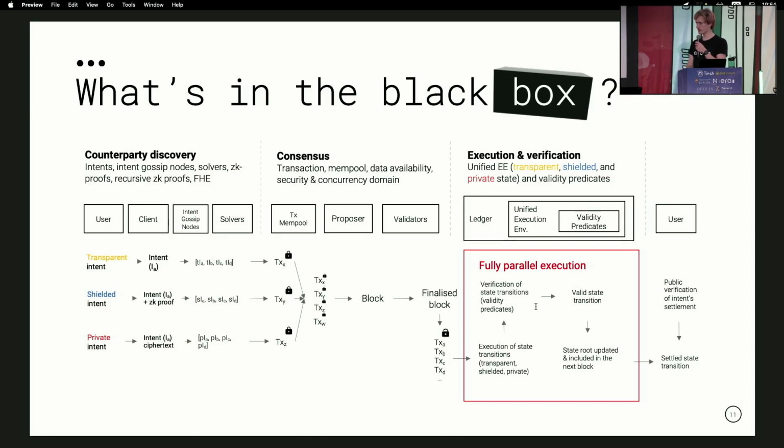Yeah, and in the end, if you want very good privacy guarantees and incredibly cost-efficient settlement, you want something like Tiger, which is our unified execution environment that handles transparent, shielded, as well as private state. By the way, all of this is open source code, and you can just look this up later on at github.com/Anoma.